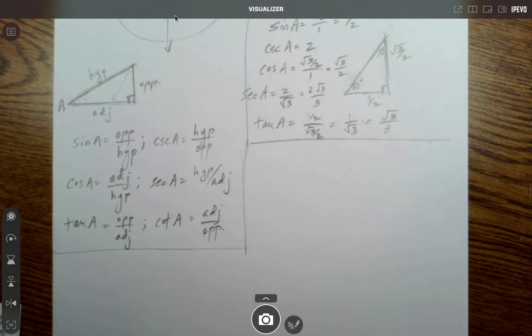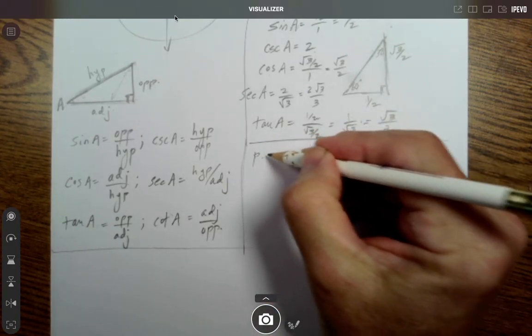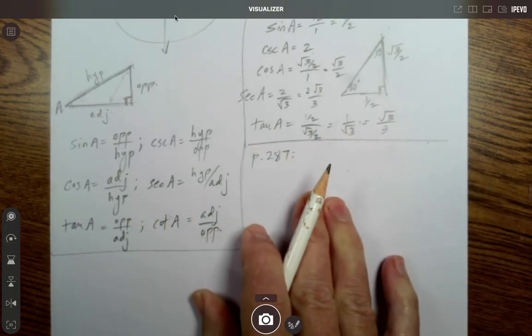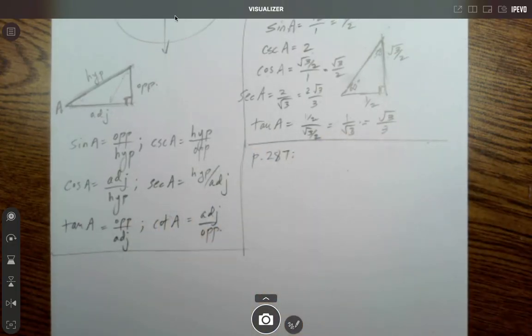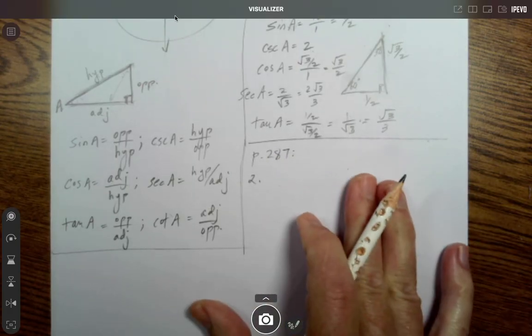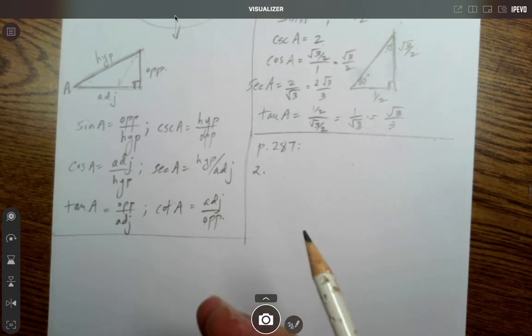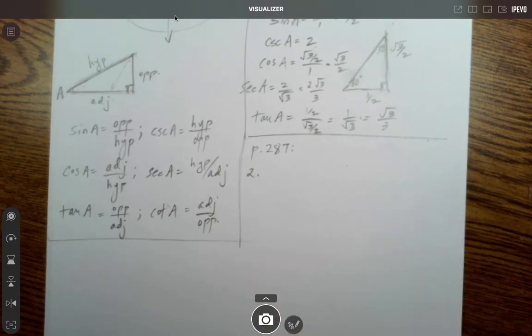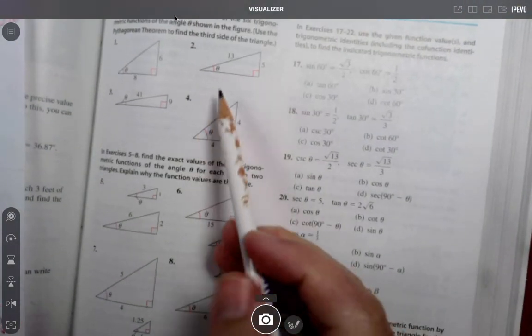So, with that in mind, I'm going to do some problems with you. This is on page 287, and I'm looking at problem number 2. So if you need to, get your book out and look at page 287 so you can see what I see. All right, and I'll show it to you real quick. You could pause the video if you want to write it down, but here's the problem I'm doing right here.